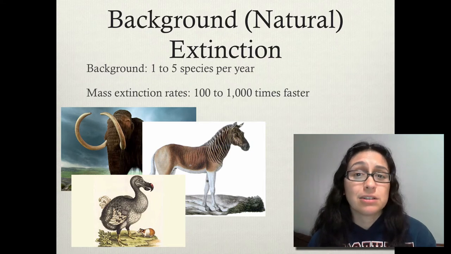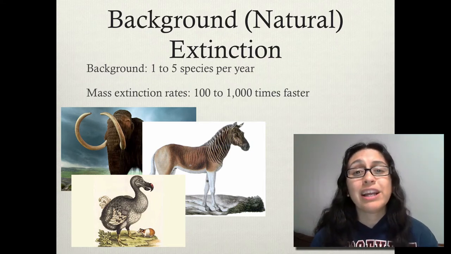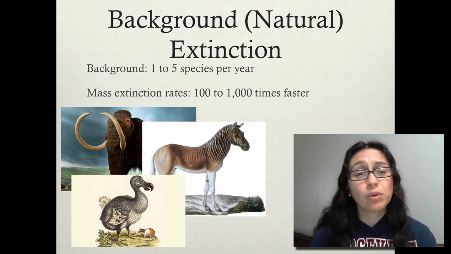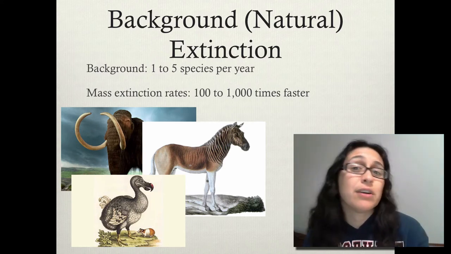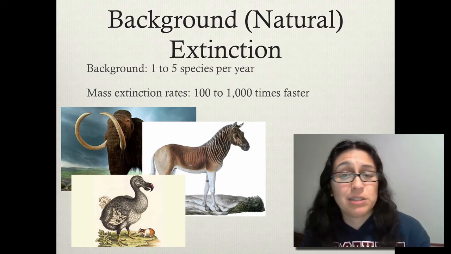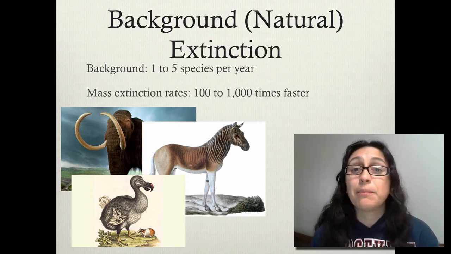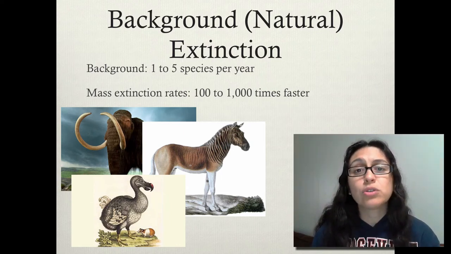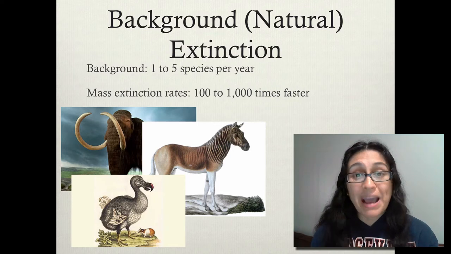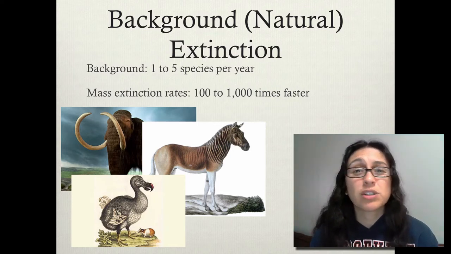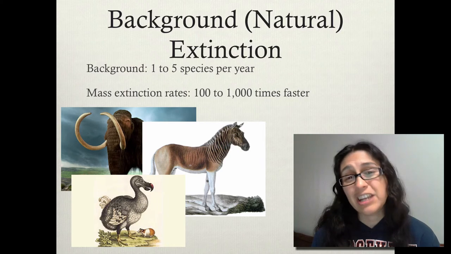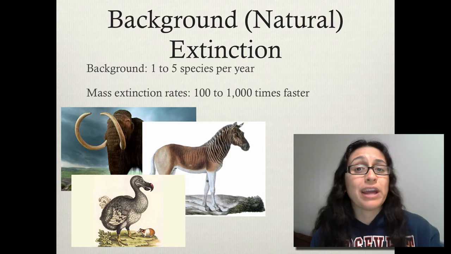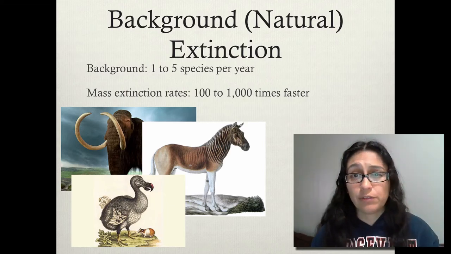With a mass extinction, there's a big difference. You're looking at a 100 to 1,000 times faster rate of extinction. So instead of 1 to 5, you'd be looking at 100 to 500 species or 1,000 to 5,000 species going extinct per year. So that's a very, very big difference. And the cause of mass extinctions is usually some really rapid, dramatic change to the environment to where species just can't adapt. They can't change quick enough to actually survive as a species. So that's how mass extinctions and normal, natural background extinctions differ from each other.